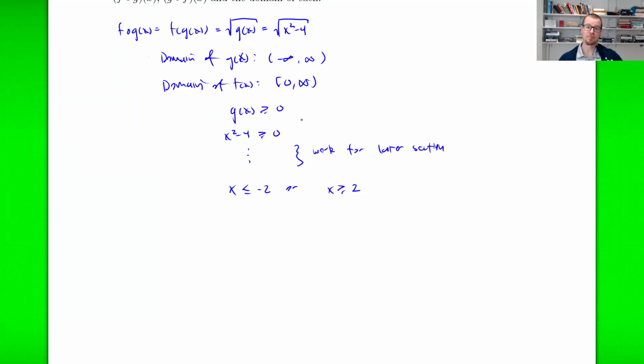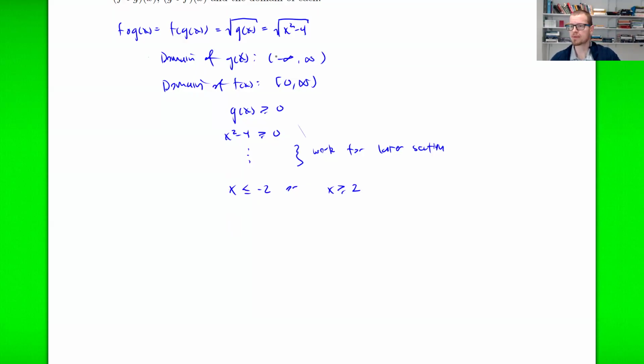Now, of course, any number less than -2 and any number greater than +2 are going to satisfy that. So the formal work we can do later. For now, it's a pretty basic idea. We should understand that this works. This gives us the solution set for the domain of the composition.